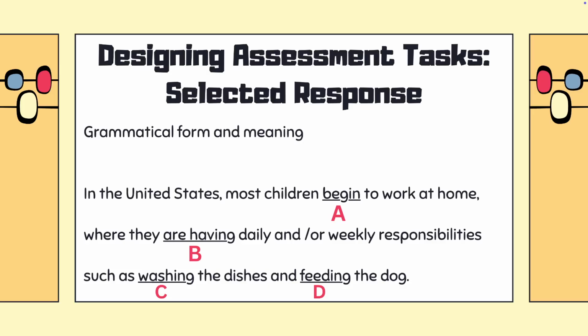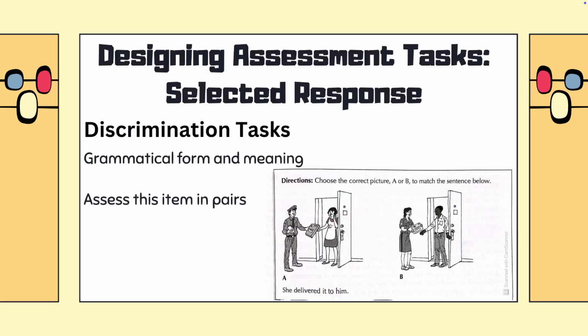Okay. Another type we can do is editing or finding the incorrect answer. So this one is also grammatical form and meaning. Students read the paragraph and they have to say which one is the mistake. Okay, moving on. We can also do discrimination tasks. Now, this one is also grammatical form and meaning. So you see the item on the page. They have to choose the correct picture, A or B, to match the sentence below. The sentence is, she delivered it to him.